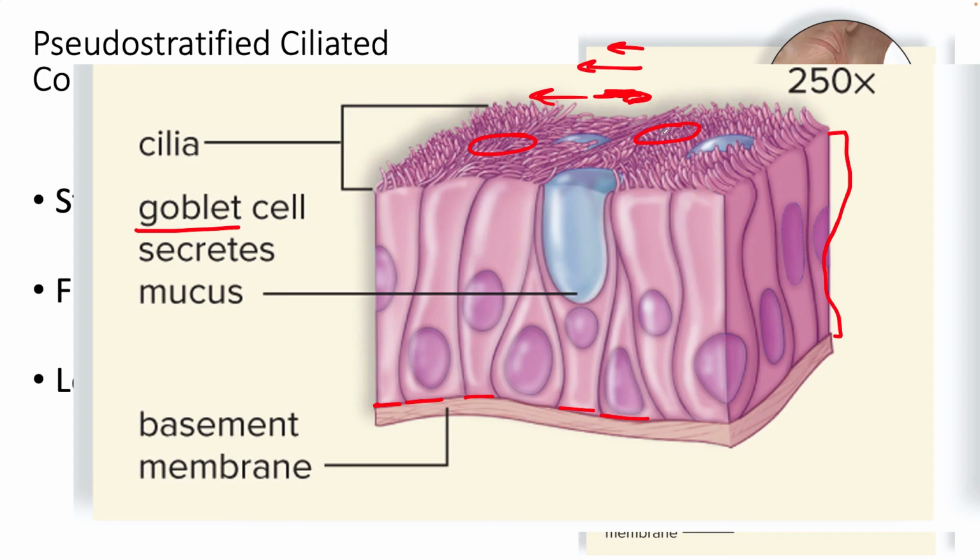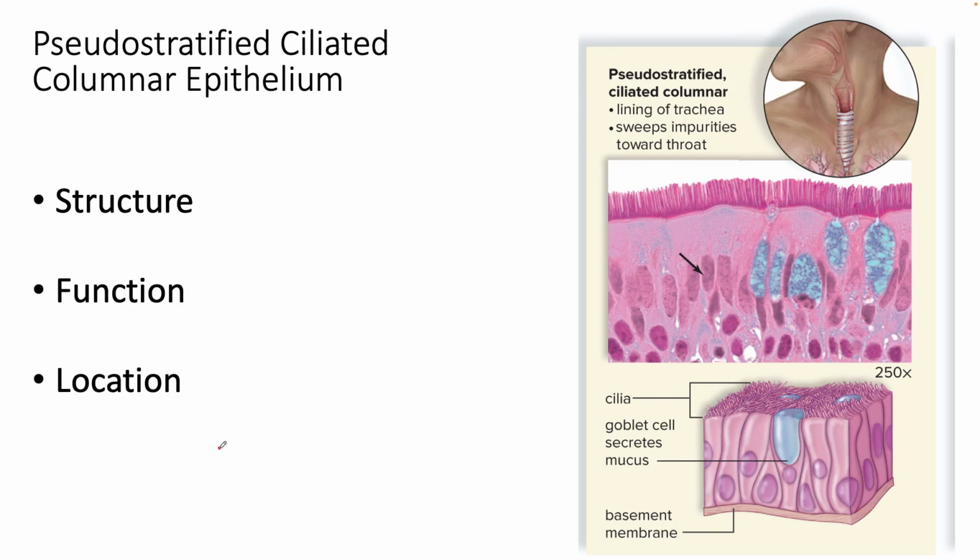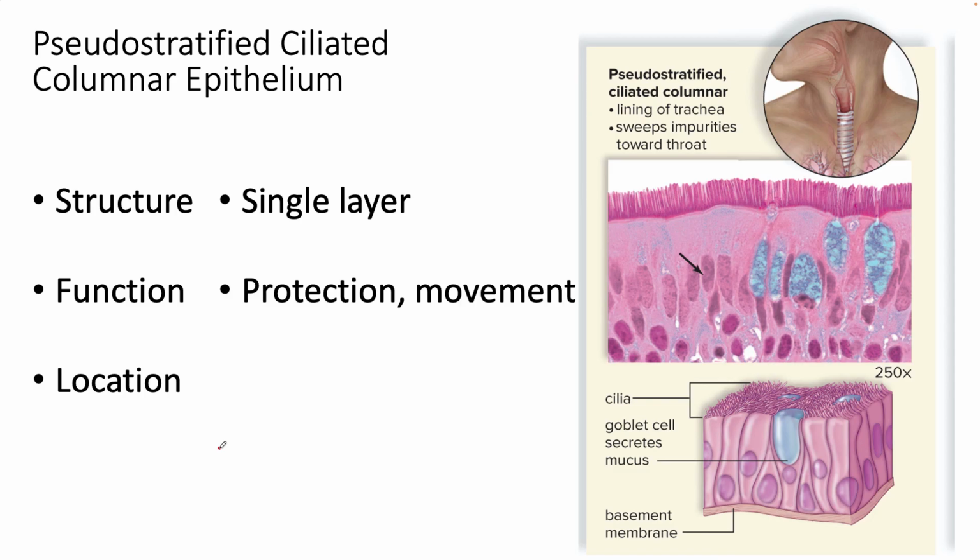The structure of having the cilia helps with the function of what this particular tissue is made for. So the structure is a single layer of columnar cells with cilia on top. The function is actually going to be protection and movement. So protection, just like simple columnar cells, because they're just really tall and big, but also we've got this movement, and the cilia is what gives us the movement. So remember, we have goblet cells secreting mucus out onto this apical surface. And this tissue is actually found in the respiratory tract, in the trachea.